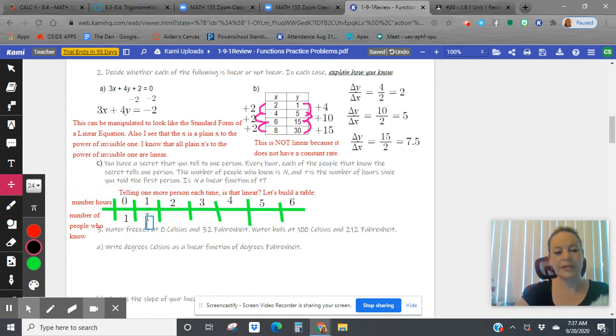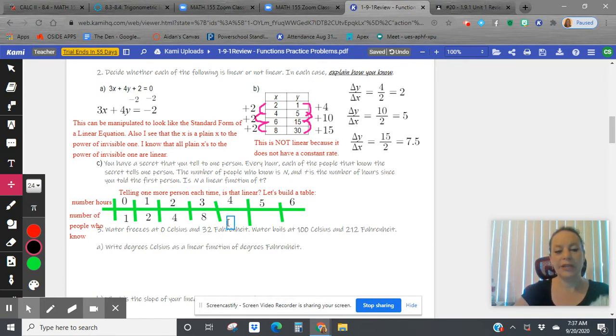So in the first hour, they tell one more person. So now we know that 2 people know. In the next hour, those 2 people each tell one person. So 2 more people know, which now means that 4 people know. Those 4 people each tell one person. So now 8 people know.